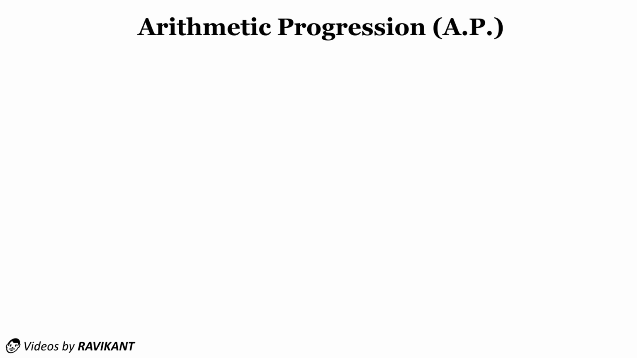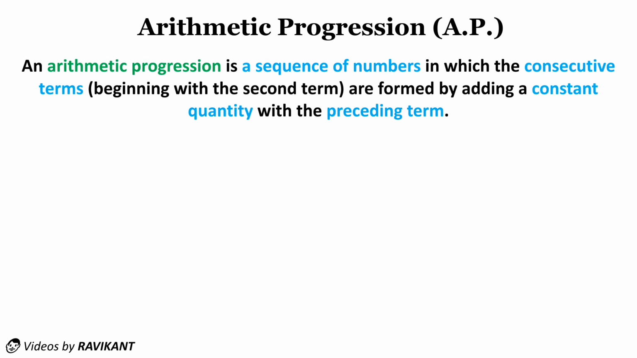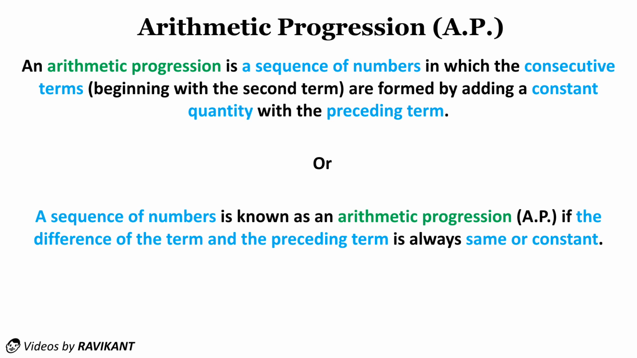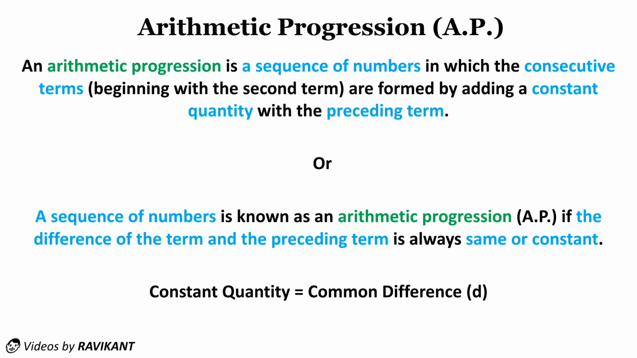First we will see what an arithmetic progression exactly is. An arithmetic progression is a sequence of numbers in which the consecutive terms are formed by adding a constant quantity to the preceding term. It means a series is an arithmetic progression if the difference between a term and the next term is always the same, or constant. Here we call the constant quantity the common difference, which is denoted by d.